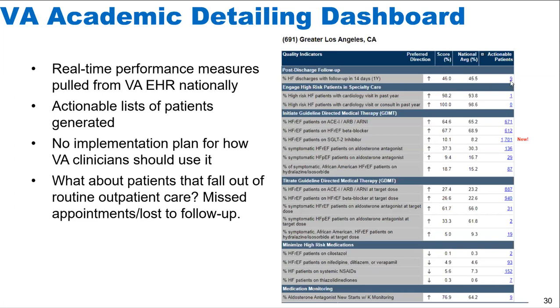You can click on this number 9 and see who are these 9 patients who don't have an appointment after having just been in the hospital for heart failure. You can see who's getting visits in the last year, and then we have our ACE/ARB/ARNI, beta blocker, et cetera. And then it creates actionable lists.